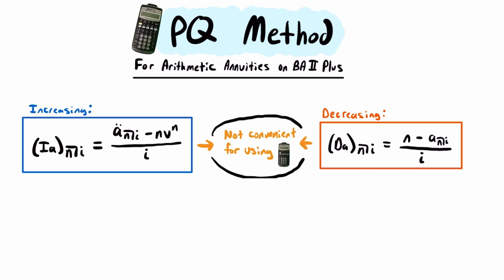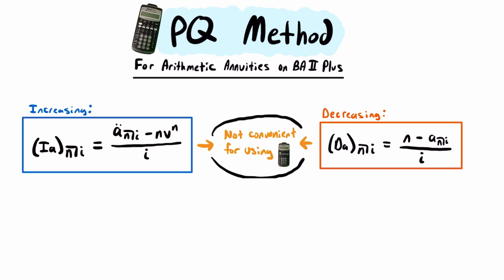There is a way to actually calculate arithmetic annuities, whether they're increasing or decreasing, pretty quickly in the BA II Plus calculator. But there is some work that goes into it, because the BA II Plus calculator doesn't have a specific function or feature that calculates arithmetic annuities. Instead, you have to learn a little trick. And that trick is the focus of this video. It's called the PQ method, and we're going to get to that in a little bit.